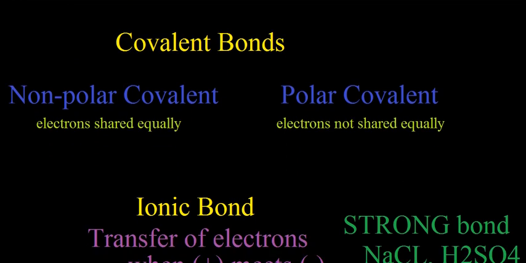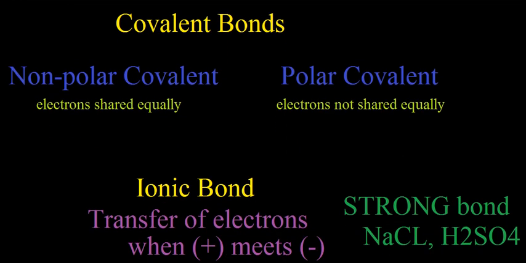Now, to get a little bit more specific into the types of bonds, I want to just compare covalent and ionic bonds. The strongest bonds that you're going to get are those ionic bonds. Those are really the strongest ones.